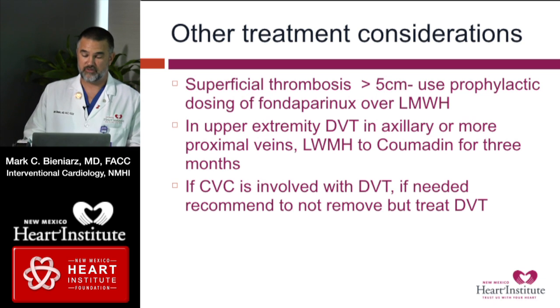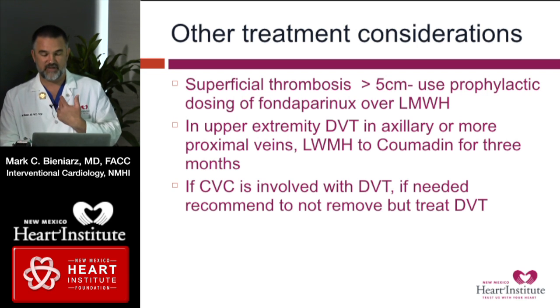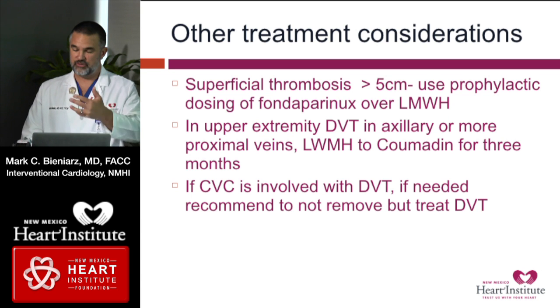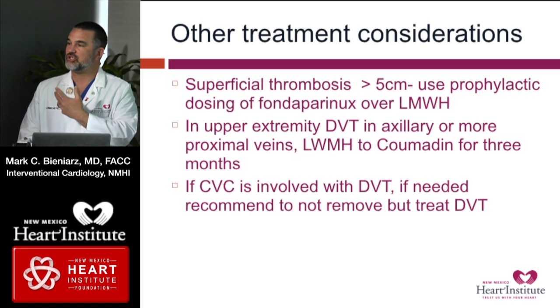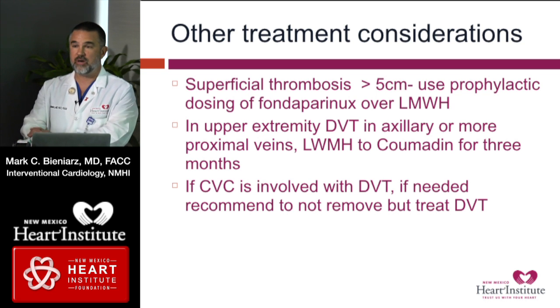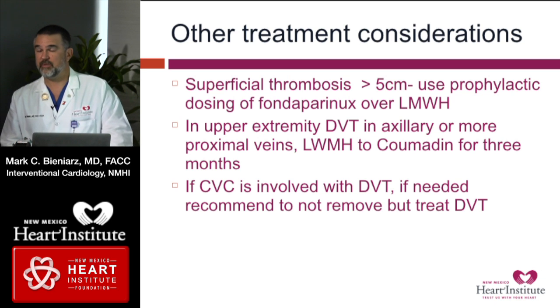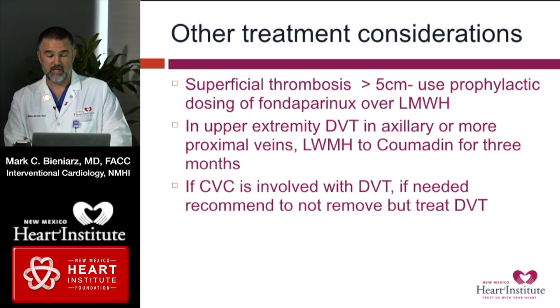So other recommendations from the ACCP guidelines: superficial thrombosis that's greater than 5 centimeters, using fondaparinux over low molecular weight heparin. Interestingly, an injected medication. In upper extremity DVT in the axillary or more proximal veins, low molecular weight heparin, then Coumadin for 3 months, just treating it as you would a DVT in any other area. But a DVT distal in the arm, again, is a low risk thing and probably should be assessed with serial ultrasounds. And then if a central venous catheter is involved with the DVT, if it's needed, the recommendation is to not remove the catheter, but to just treat the DVT.